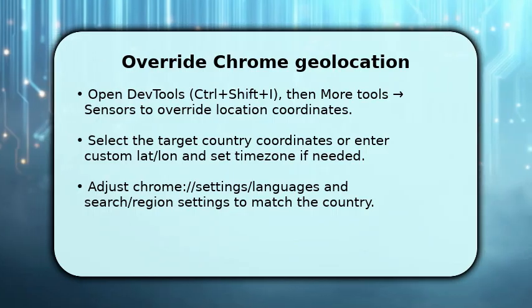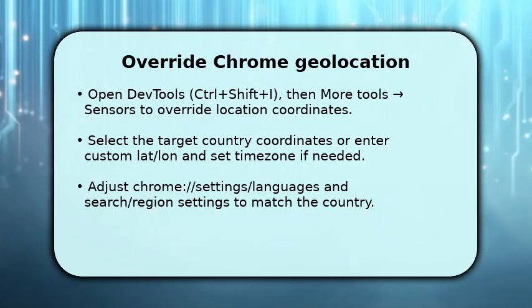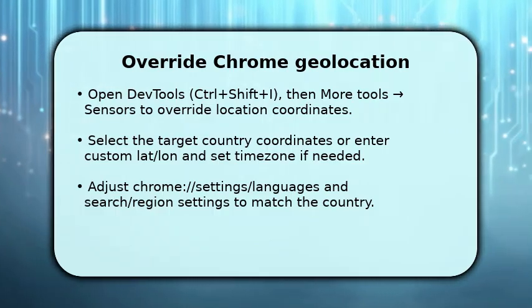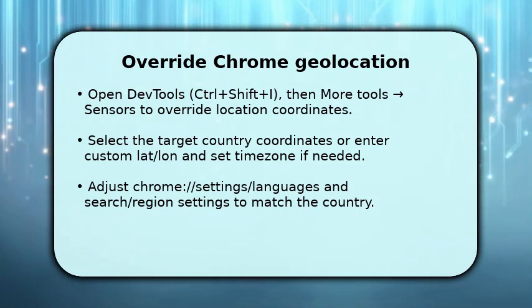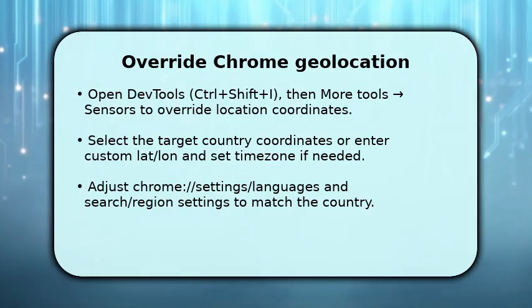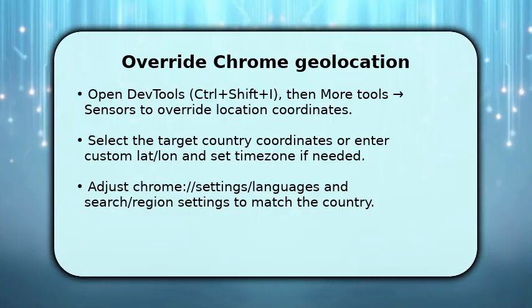Make sure to set the matching time zone in your OS or browser where possible, because some services check both. Also change Chrome language and region under settings so UI and search results align. After these changes, reload the page so the site receives the new IP, geolocation, and regional cues.